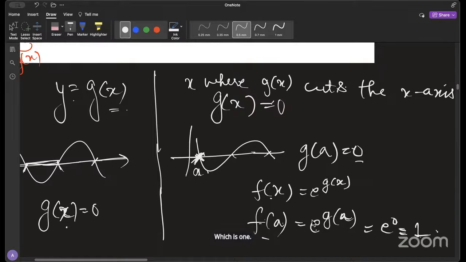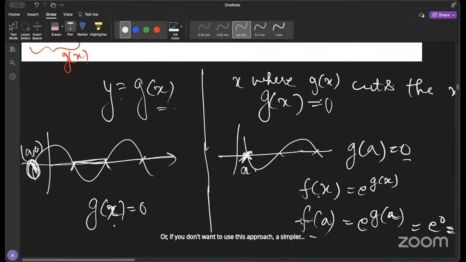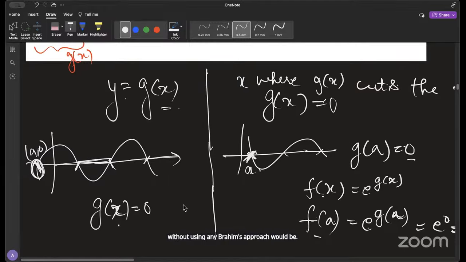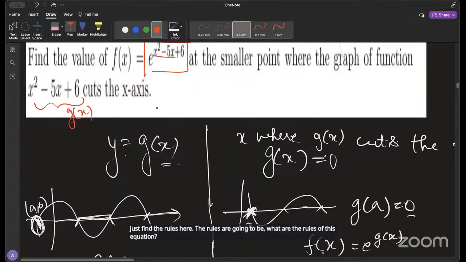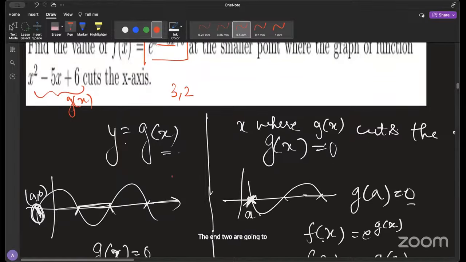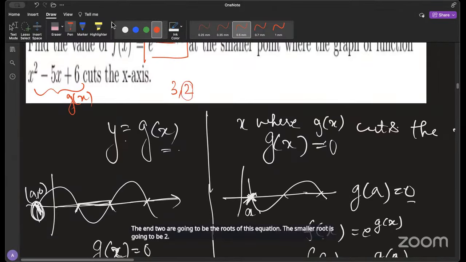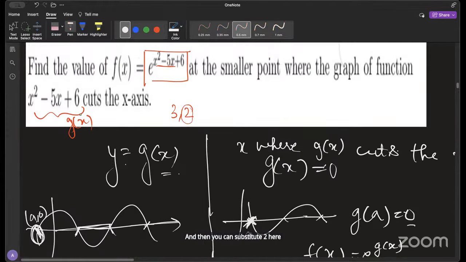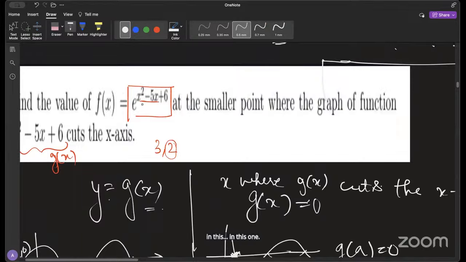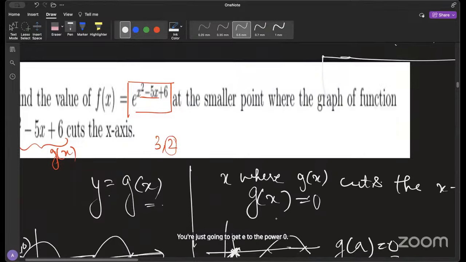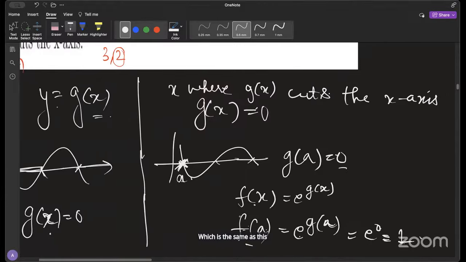Or if you don't want to use this approach, a simpler approach, without using any hints, would be to just find the roots here. What are the roots of this equation? 2 and 3. 3 and 2 are going to be the roots of this equation. The smaller root is going to be 2. And then you can substitute 2 here. When you substitute 2 in this one, you're just going to get e to the power 0, which is the same as this one, which is 1. Is it okay?